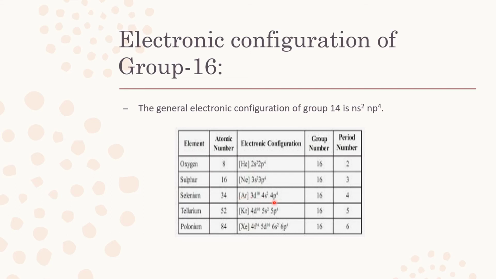it is argon 3d10 4s2 and 4p4, and for tellurium it is krypton 4d10 5s2 5p4, and for polonium it is xenon 4f14 5d10, 6s2 and 6p4. See this, the general electronic configuration is ns2 np4. Here 2s2 2p4, 3s2 3p4, 4s2 4p4, 5s2 5p4, 6s2 6p4. The number n increases according to the period, and the group number remains the same.